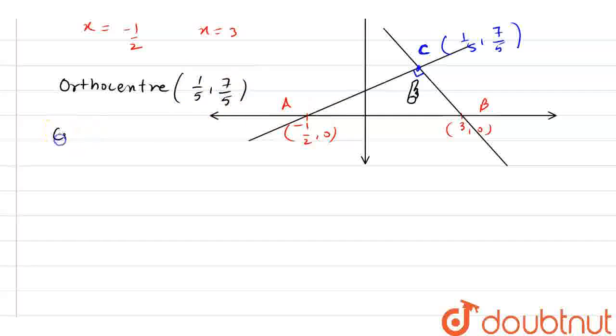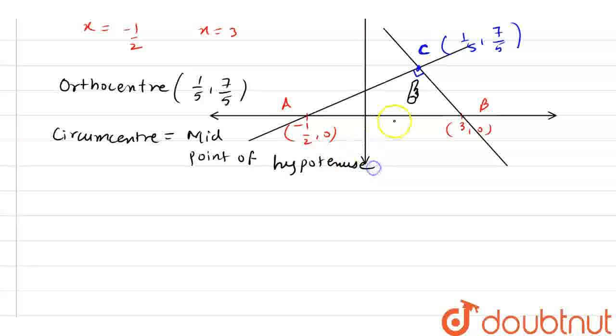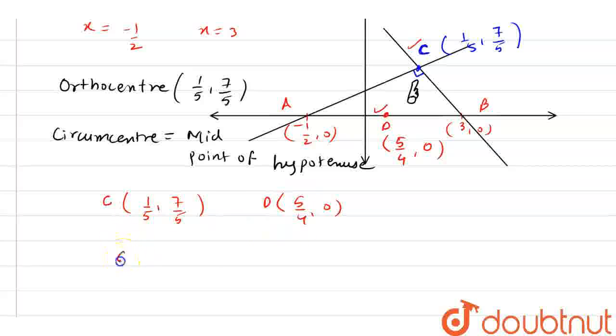Now circumcenter. In a right angle triangle, the circumcenter is the midpoint of the hypotenuse. Midpoint of the hypotenuse, right? Now let's suppose this is my midpoint. Let this be D. If you calculate it, you will get 5 by 4 comma 0. Now we have to find the distance between the circumcenter and the orthocenter. This is the orthocenter, this is the circumcenter. So the coordinate of the orthocenter is C, that is 1 by 5 and 7 by 5, and the coordinate of the circumcenter is D, that is 5 by 4 comma 0. We have to find the distance between them, so we have CD.